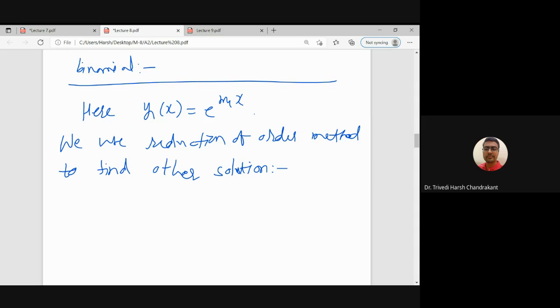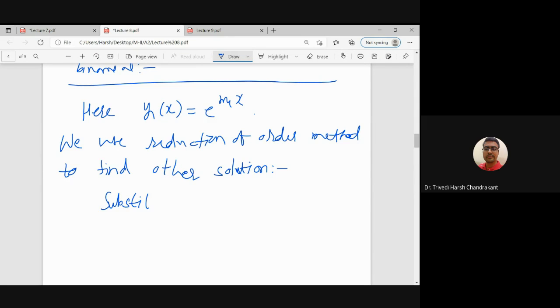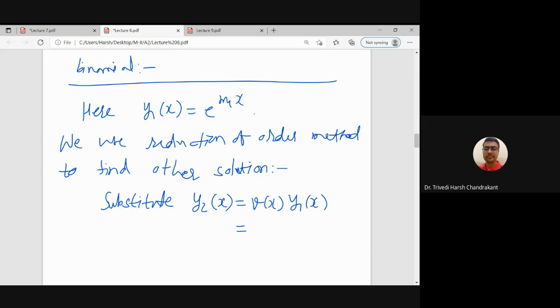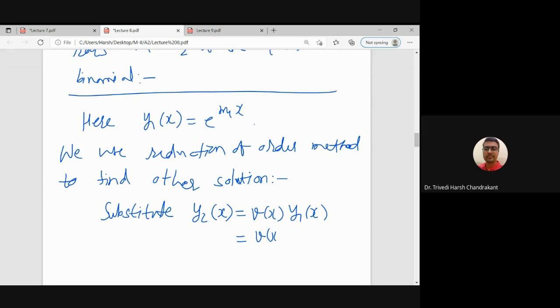So what does this mean? This means that we know the first solution. To find the second solution, we will reduce the second order differential equation into a first order differential equation. This method is similar to the variation of parameter method. So we substitute: the function which we are looking for is v(x) times y1(x), and we know that y1(x) is e power m1x, or e power mx.